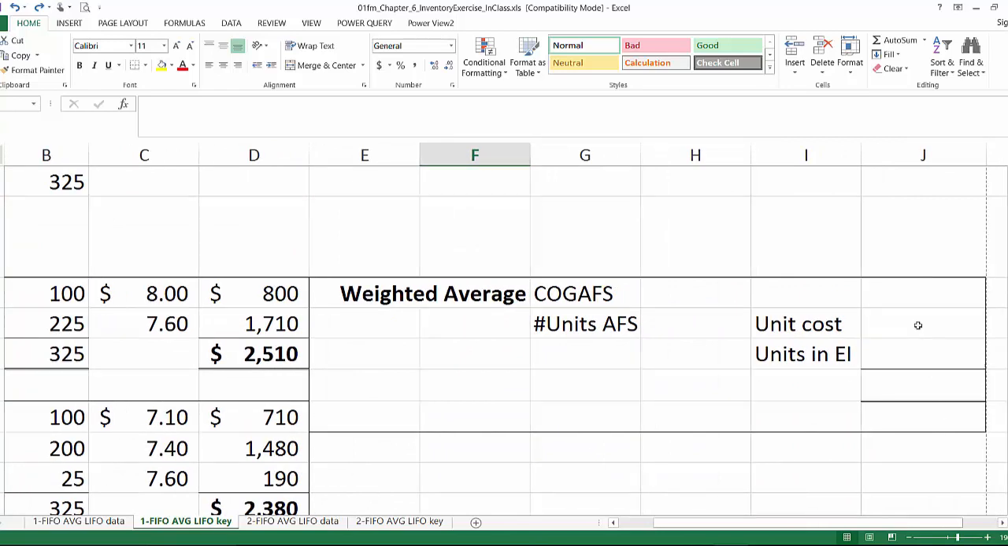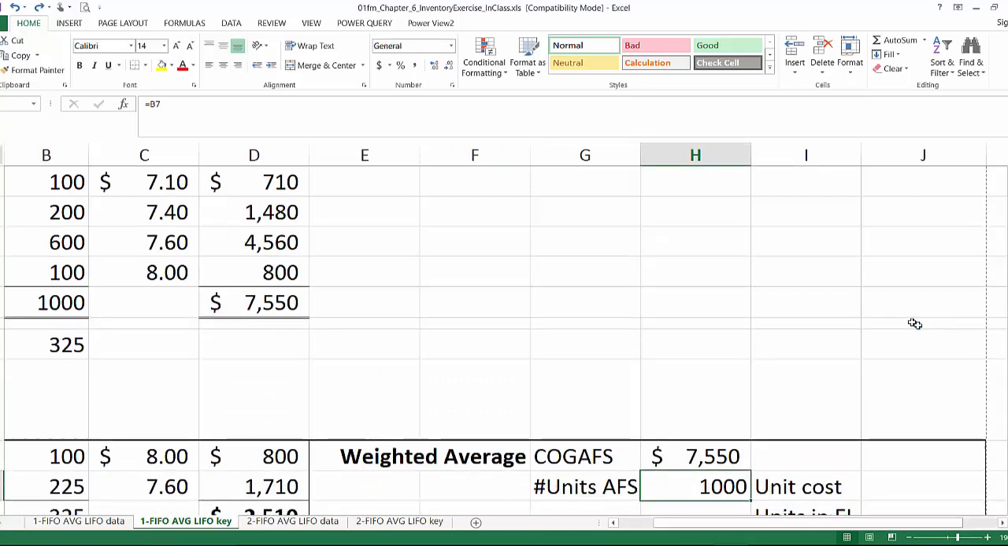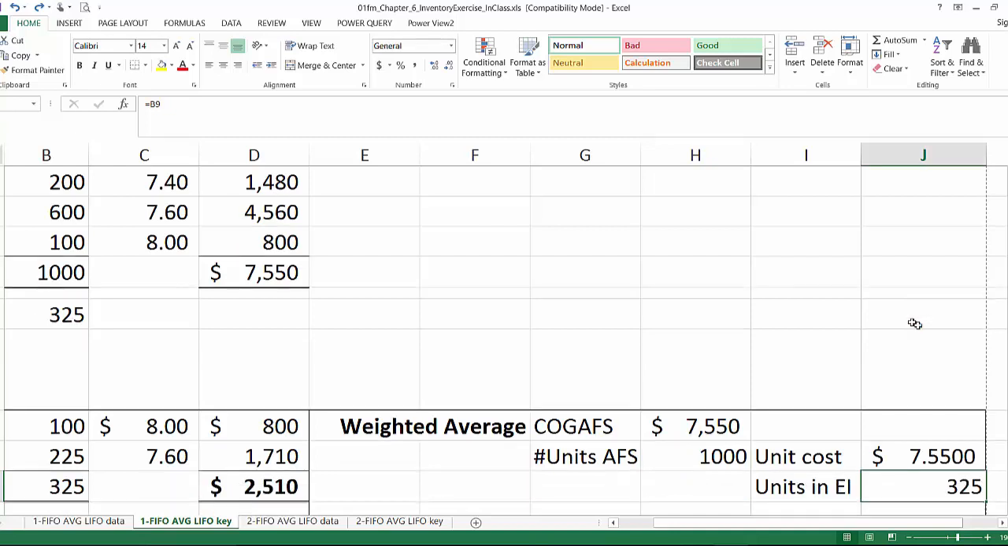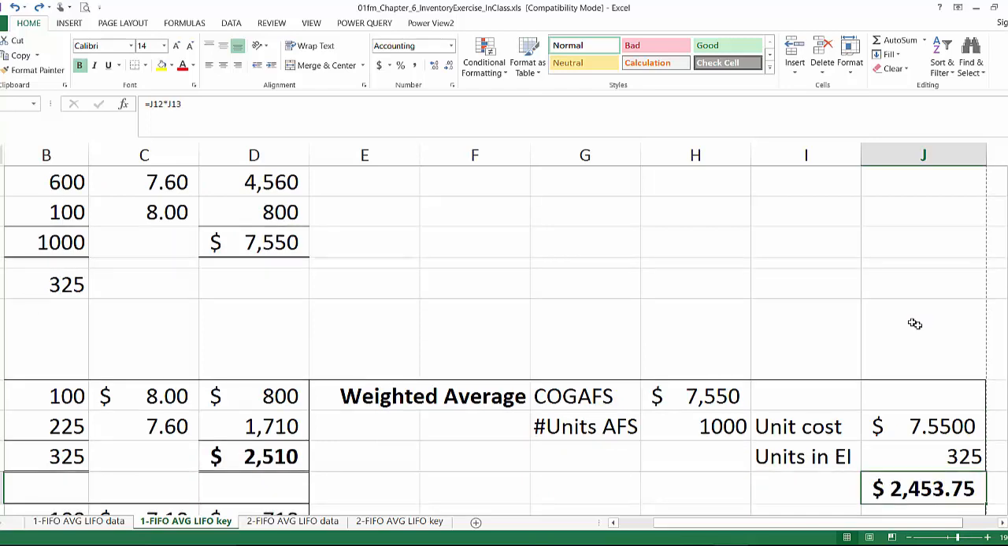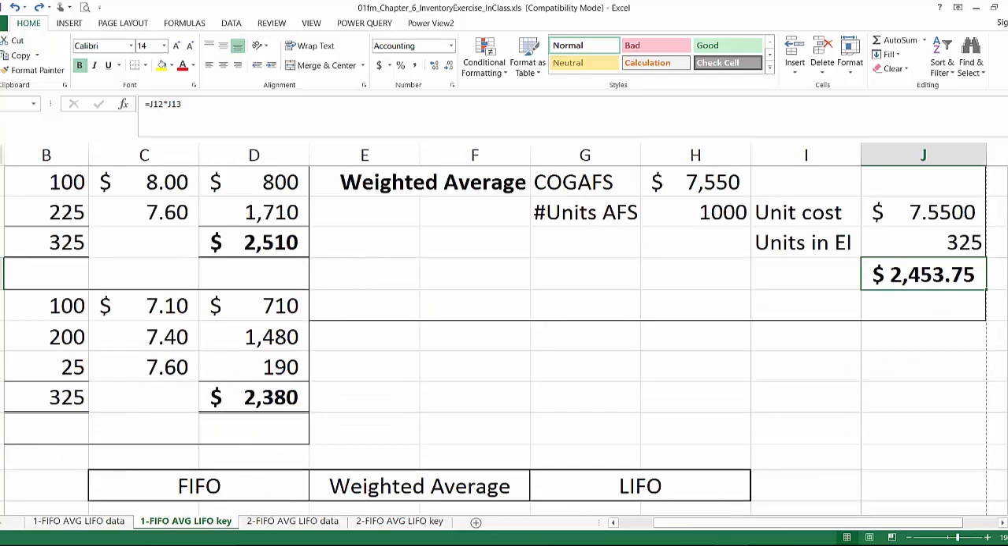Cost of goods available for sale, $75.50. Number of units available for sale, 1,000. Unit cost, $77.55. Same number of units we had before, 325 units. So what is our ending inventory cost? $2,453.75, which you notice is kind of right in between $25.10 and $23.80.